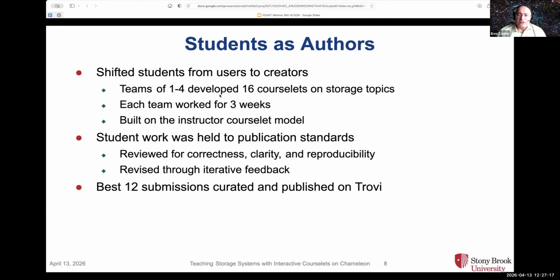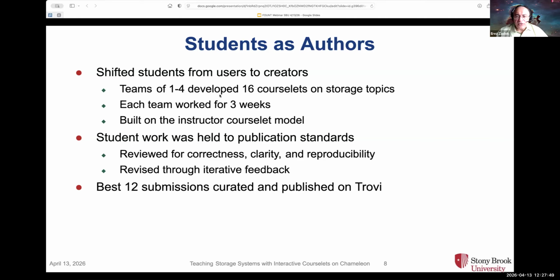The teams worked for 3 weeks using the instructor model. Then we went through multiple rounds of reviewing. This was more of an iterative process, as opposed to your traditional classroom project where you give in a description, you submit at the end, you get a grade. We really wanted to help them develop it. So they met with the TAs and me periodically to show what they had, to ask questions, and they interacted with other students.